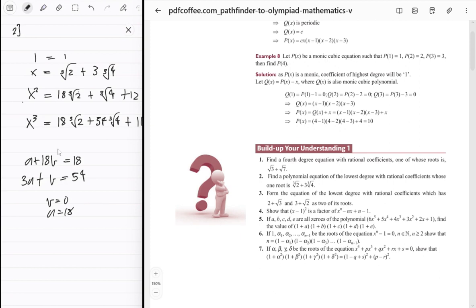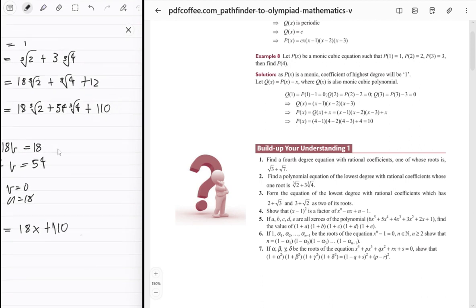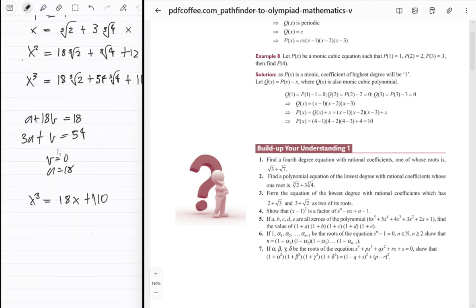What happened? Like cubing this, we got, it's just 18 times that. Why, after cubing this, did we get this thing? It's basically saying x cubed is just equal to 18x, because that's what x is, and then that thing plus 110. We already got a polynomial in that case. But why is this the case? X cubed is equal to 18x plus 110.